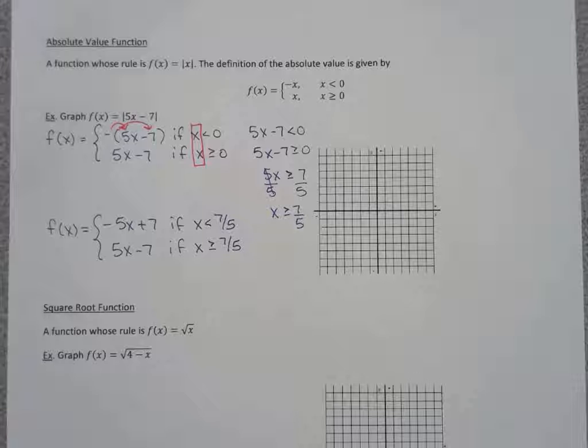So every time we have absolute value, we have to solve that x where you do the 7/5. Yes, because you want to find where its pivot point is. Yes.